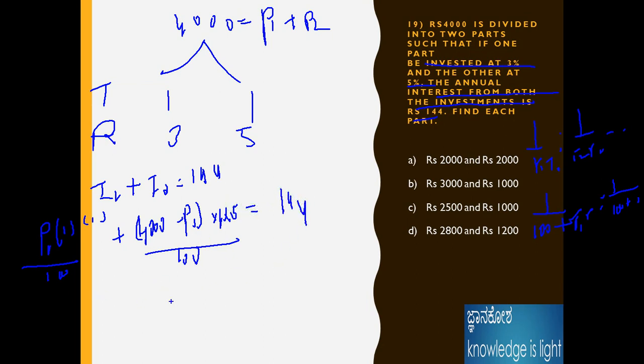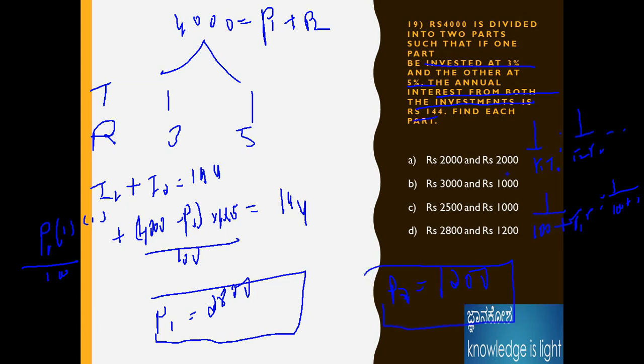If you solve the problem, initially we get P1 is equal to 2,800, and P2 should be the remaining, 4,000 minus 2,800. That should come as 1,200. The answer should be 2,800 and 1,200. Solve from your end. The answer should be easy. Like that, we can easily solve any problem. Okay.